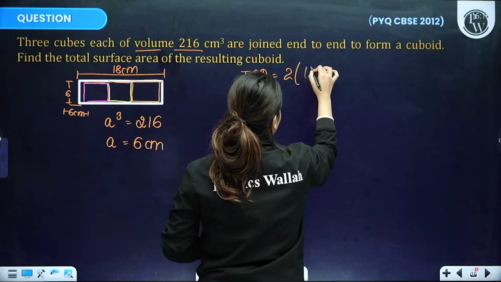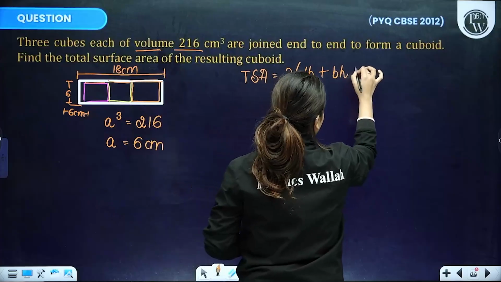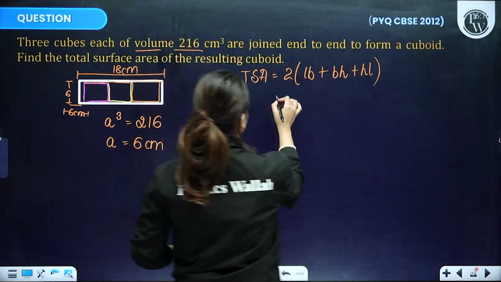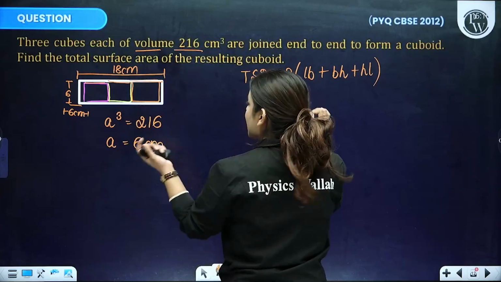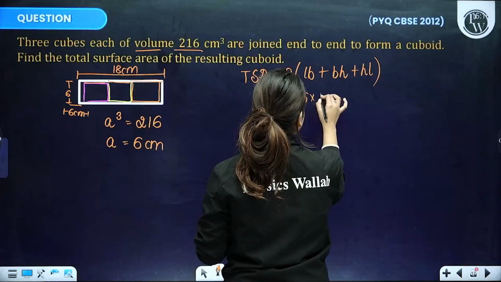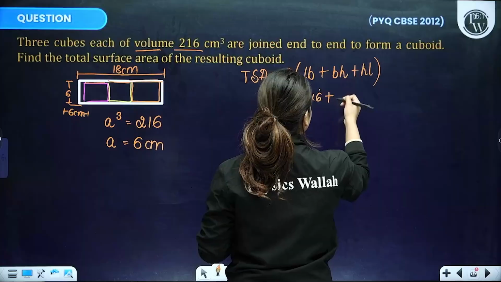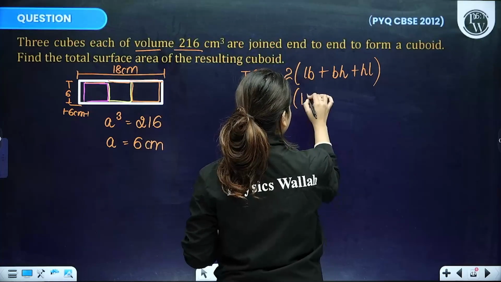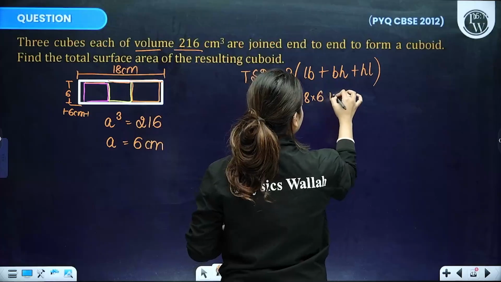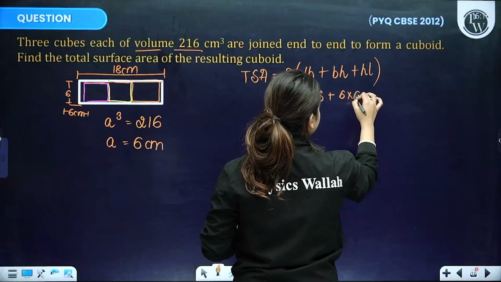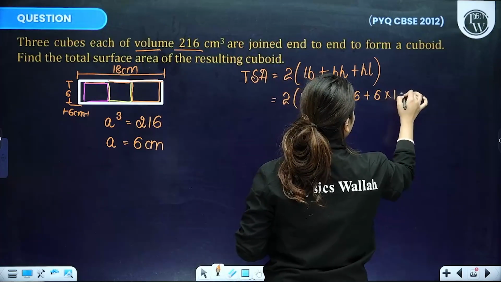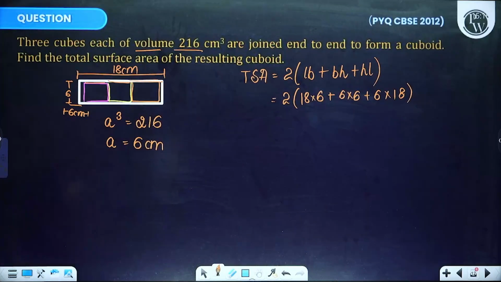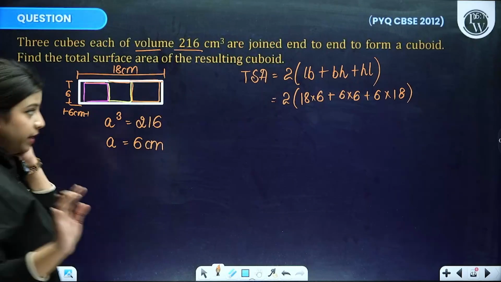Now total surface area is equivalent to what? To 2(LB plus BH plus HL), because this is the case of a cuboid. So we just have to put twice of length into breadth, that means 18 into 6, plus breadth into height, that means 6 into 6, plus height into length, that means 6 into 18. Right? So I hope that this thing is clear with everyone.